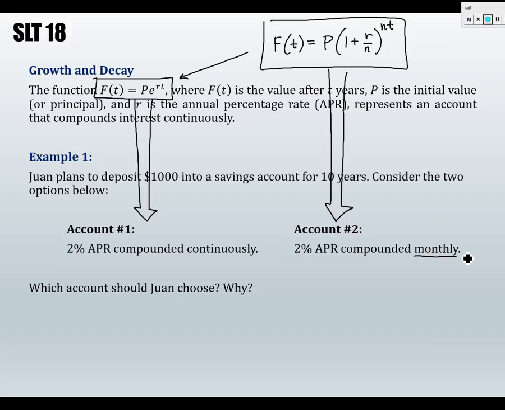Account 2. Did you do the two calculations? What do you get for the first one? 1,221.4. Okay, and then what did you get for account two? Which one is more? That's the thing I want to know. Account one is a little more? I think account one is a little more, by how much? 2 cents. Like 2 cents.